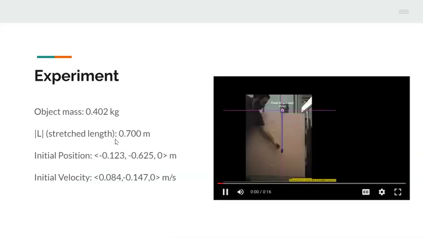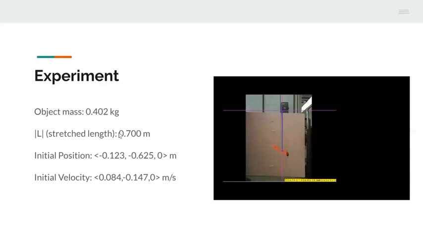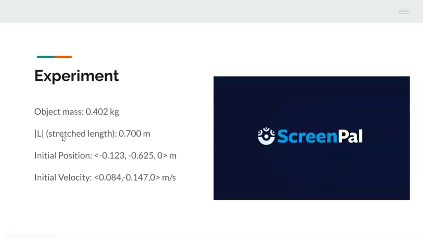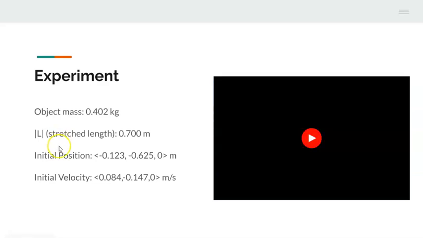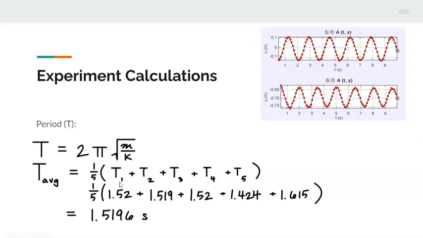So, experiment, we have the video and the mass is on a spring oscillating in position. And we have the object's mass of 0.402 kilograms, the stretched length of 0.7 meters, the initial position at this position marked here, and then the initial velocity here.